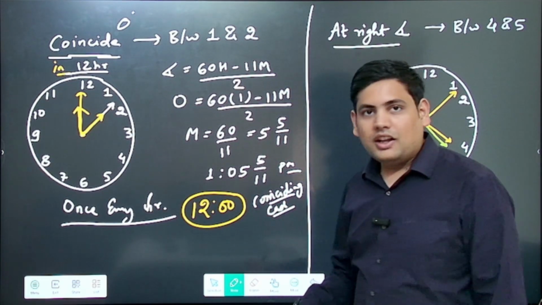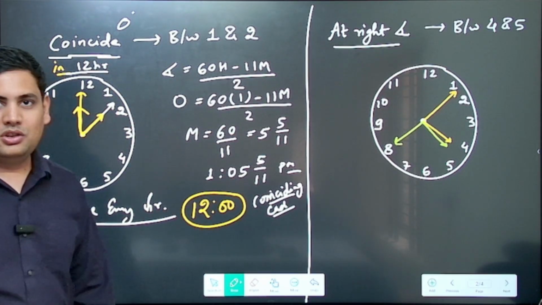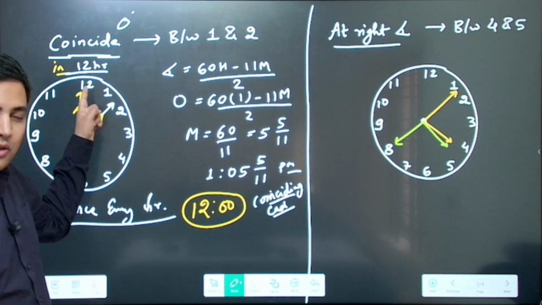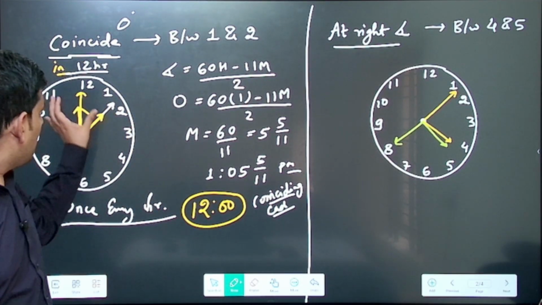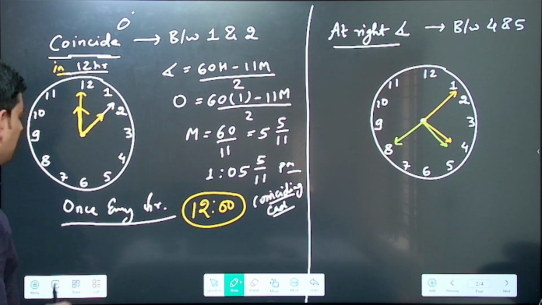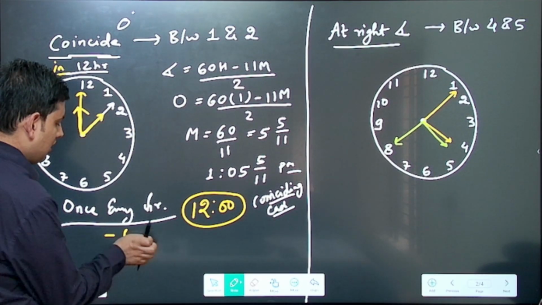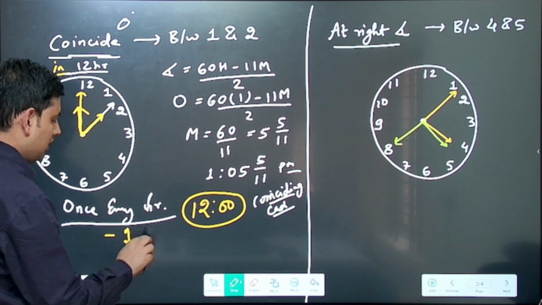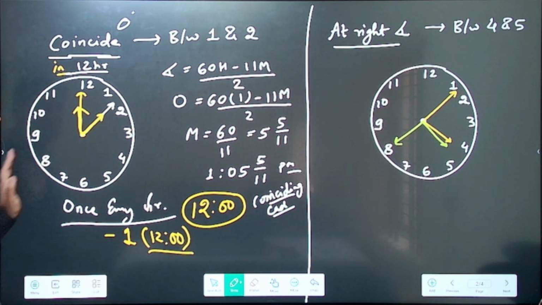That is, if you're counting it once every hour, then you will be counting 12 twice. That is between 11 and 12 also, and between 12 and 1 also. That is why there is a coincidence of 2 times coinciding here. So ultimately what you have to do, once every hour, and then you'll have to subtract 1 from this. This 1 stands for the exact 12 p.m.